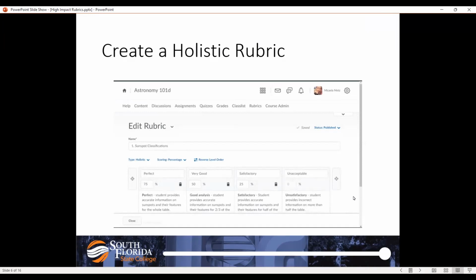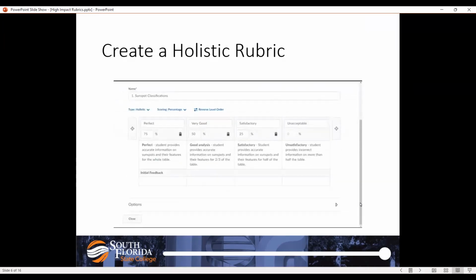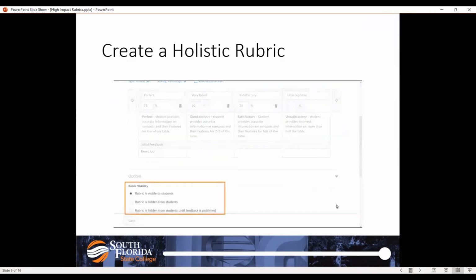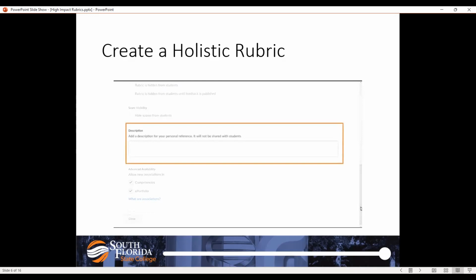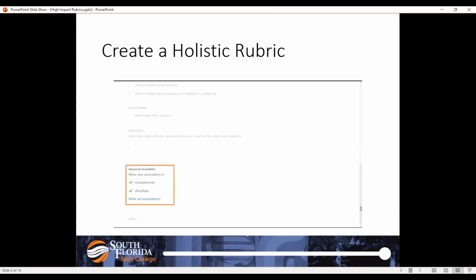Navigate to initial feedback. Next, add initial feedback if desired. Then, confirm additional rubric options. Update the rubric visibility if necessary. Select Hide Scores from Students to hide students' points value if you use a different grade scheme. Enter a description for the rubric for your personal reference. Edit Advanced Availability to change associations with competencies and ePortfolio. When you are ready, click Close.